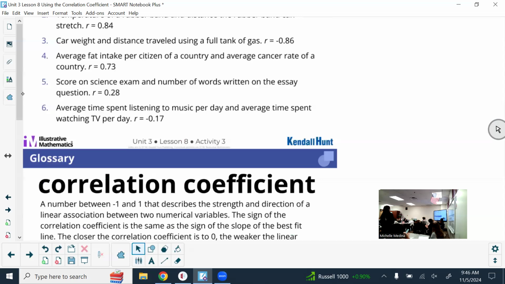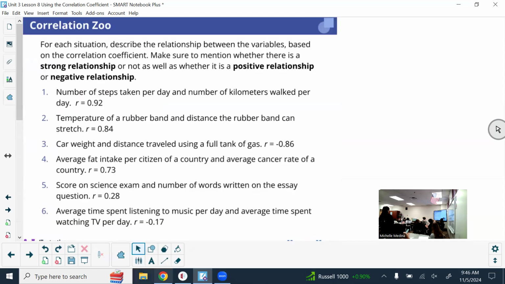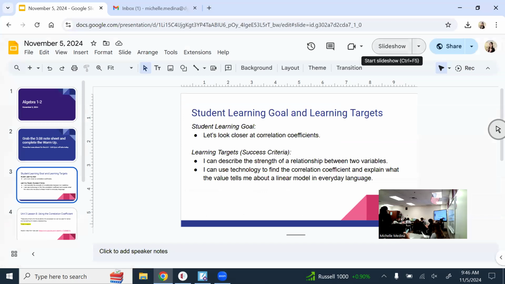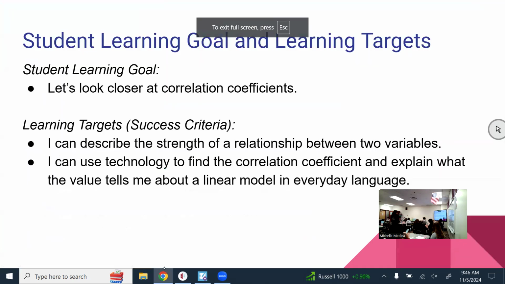We're going to go to this activity next where it says correlation and zoo. But briefly, I'll tell you about the goal of today. I mentioned it earlier. We're going to use the correlation coefficient to talk about the relationship between two variables. And when I say variables, I mean the two things being compared in the situation. So, I don't know, free throws and basketball score. We're comparing those things. So saying whether it's strong or weak, positive or negative, and using technology to find the correlation coefficient and explain what it tells me in everyday language.